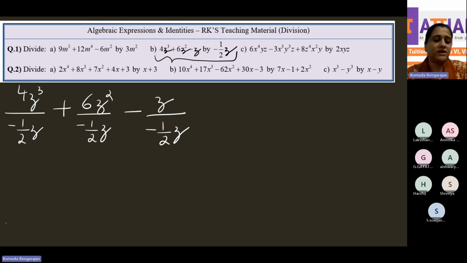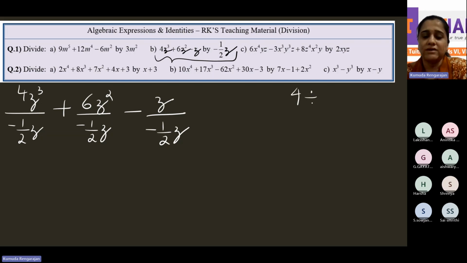So since it's division by a monomial, it is not long division. We divide every term in the dividend by the divisor. So 4z cubed divided by minus half z. You understand this, right? Now we'll have to divide the numbers and then the letters. So first let's divide 4 by minus half, correct? 4 divided by minus half.